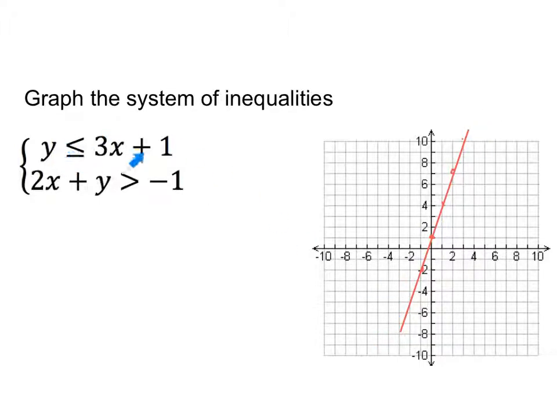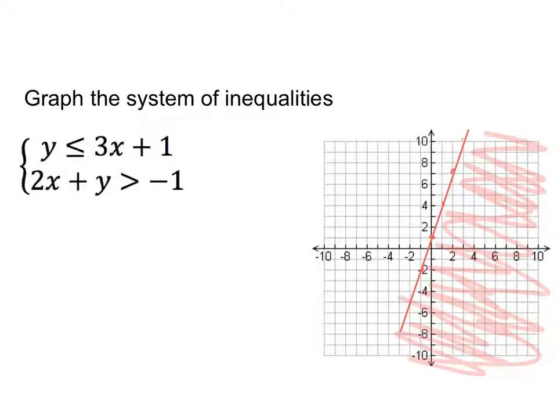Now we have to decide which side to shade. Now you could do the 0, 0 test, or the simple thing here is since y is all by itself and y is small, you go where the y values are small and you shade that side, which means down. A less than symbol means shade down. So let's go ahead and do that.